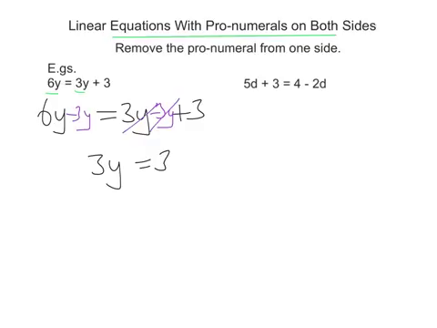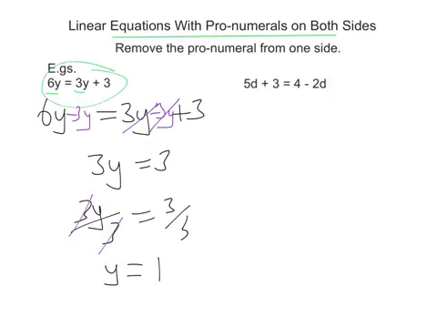Now the problem is a lot simpler. What's stopping y being the subject or being on its own is the 3 multiplied by it. So just divide both sides by 3 and you get the 3's cancelling on the left and y is equal to 1. And if I check that up the top, I'll get 6 times 1, which is 6, is equal to 3 times 1, which is 3, plus 3, which is 6. So that works.